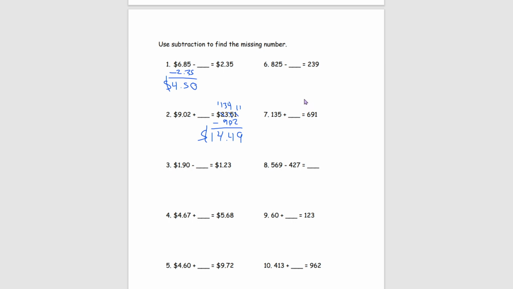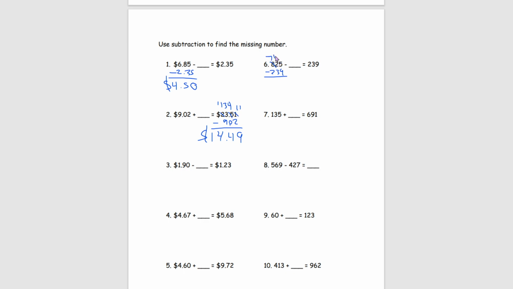Looking at number 6, we have 825 minus blank equals 239. And just like number 1, we're subtracting the sum. So we have 825 minus 239. 5 minus 9 is impossible, and 2 minus 3 is impossible too. So we're going to have to borrow 1 from this 8, which becomes a 7.